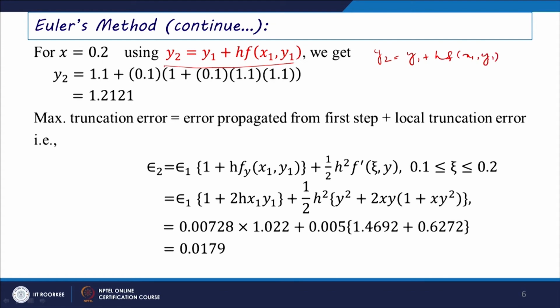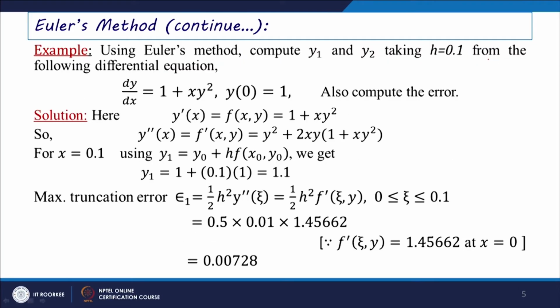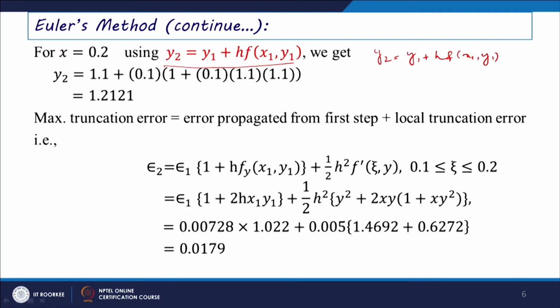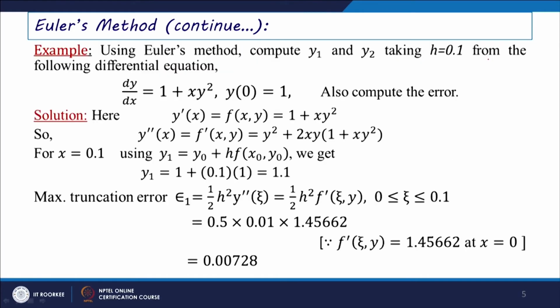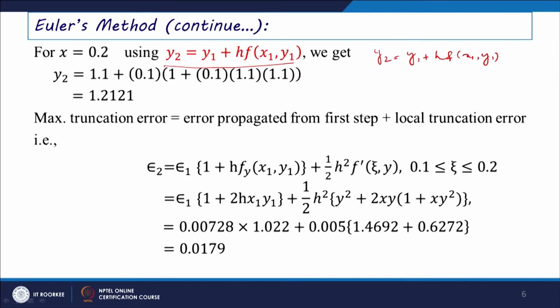So y1, if you see the value here, is given as 1.1. So 1.1 plus h, that is nothing but 0.1 here, into your functional value, that is 1 plus x y square here. 1 plus x y square means we can write x plus y square, where 1.1 is giving the value. So the final value we can write as 1.2121 here.